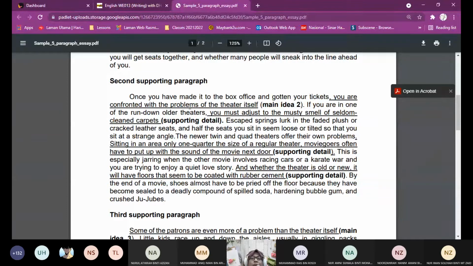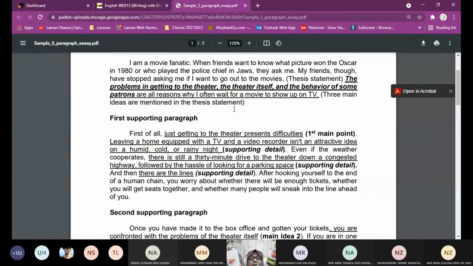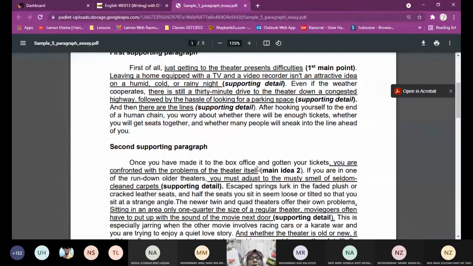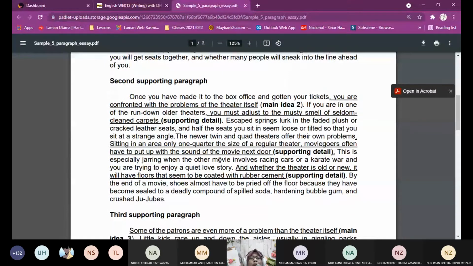Now this writer talks about the problems of the theatre itself. Does it tally with the thesis statement? Oh yes, if you look here, you see the theatre itself as the second main point. So the second paragraph for the body will be talking about the problems of the theatre, the cinema.